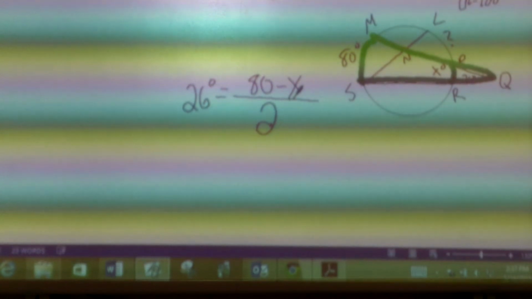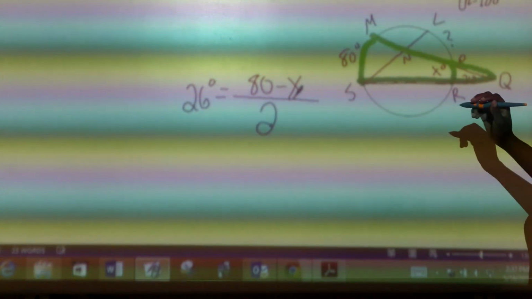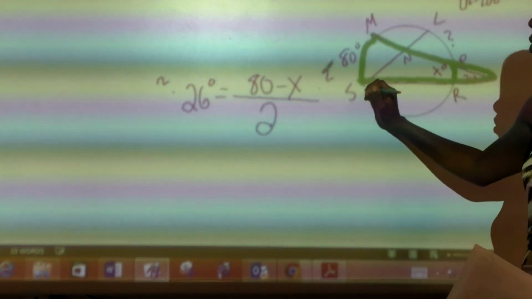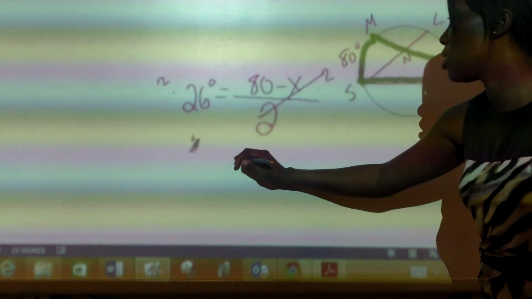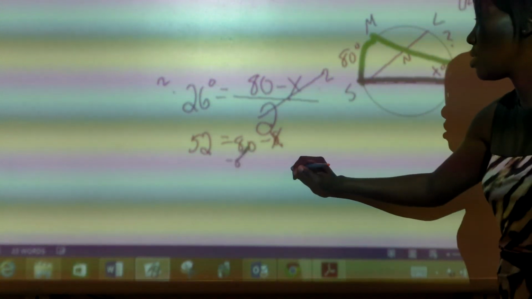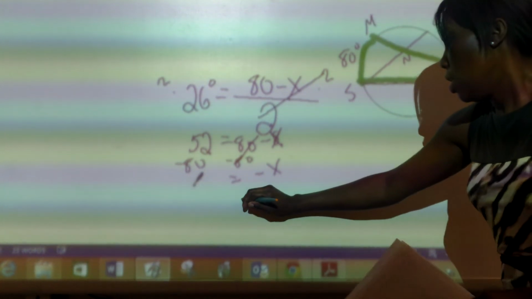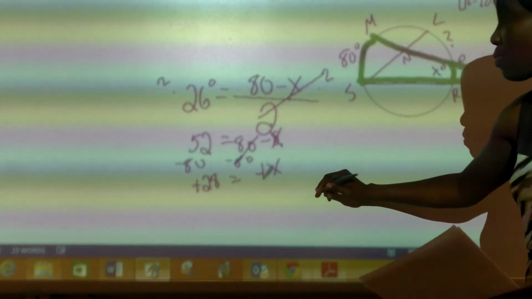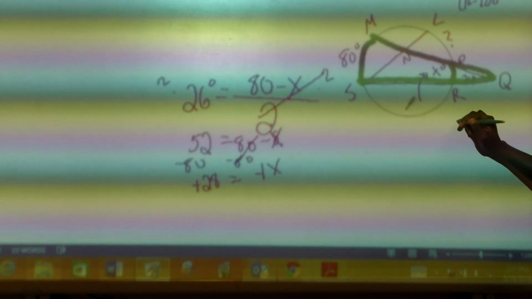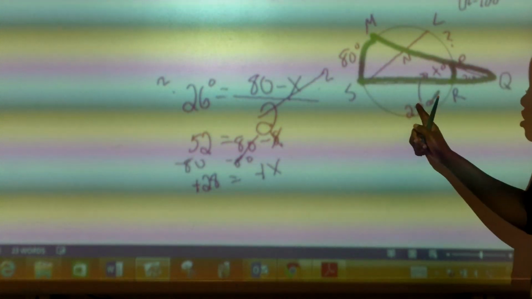Because 80 minus X is going to give us that one. And so when we plug it in, we know we have to go backwards. So if we multiply both sides by 2, this gives us 52 is equal to 80 minus X. Subtract 80 on both sides, and we end up with negative X equals negative 28. Of course, they both can't be negative, so it's positive. So X equals 28. So right here, that smaller arc is 28. It's 28, right?